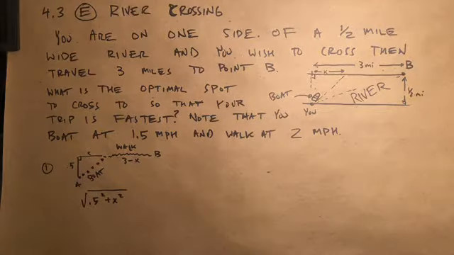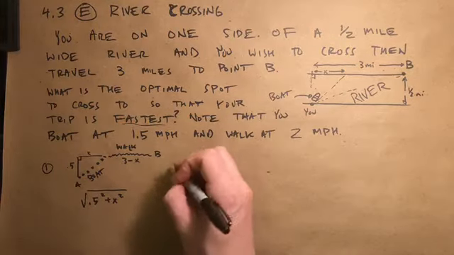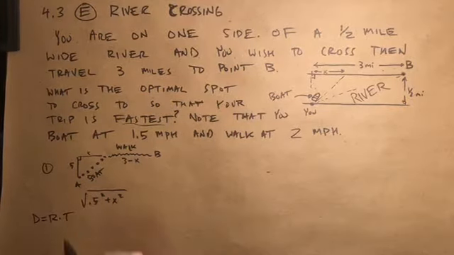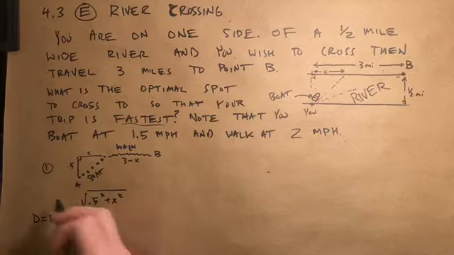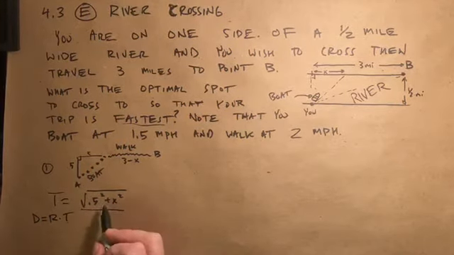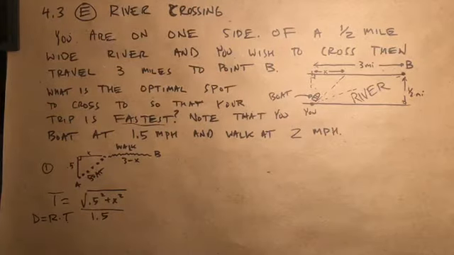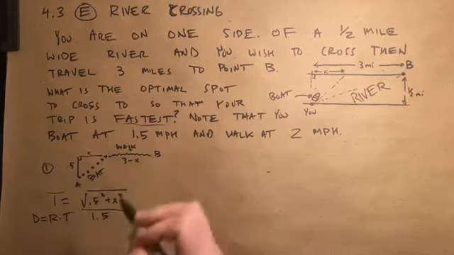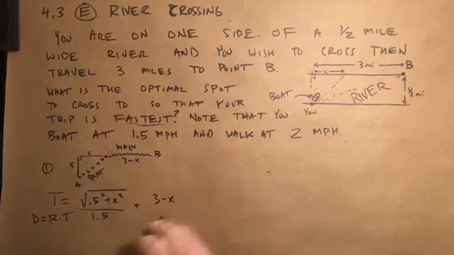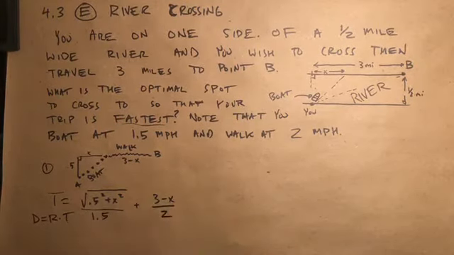But we don't really want the distance. We want how long it's going to take us. We can remember that distance is equal to rate times time, and so if I want the time, I can divide by the rate. My time will equal that value divided by the rate, which is 1.5 miles per hour. But we're not done. Once we get across to that point, we're going to be walking the rest of the way. So we're going to have 3 minus x, that's the number of miles that we're going to be walking, and we'll divide that by 2.